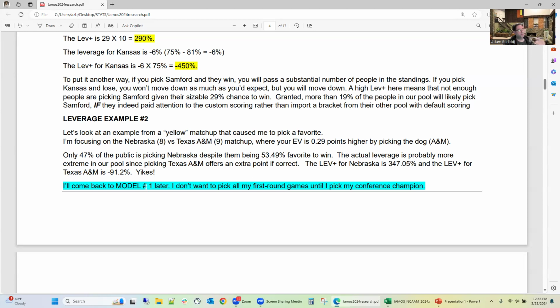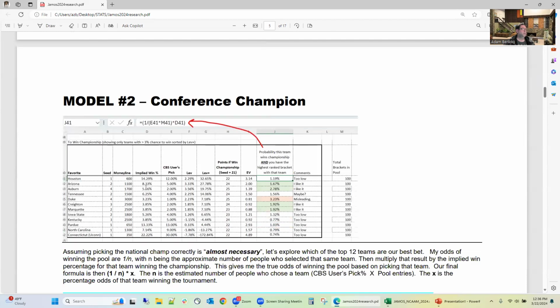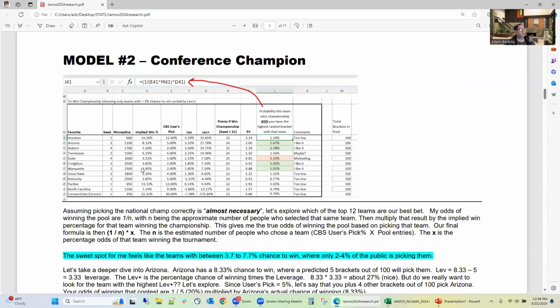Before we go pick our first round games, I'm going to come back to that model later. I don't like to pick my first round games until I know my conference champion, and then I work backwards. So I made a separate model here that takes the Vegas odds. These are the 12 teams most likely to win the championship, and their Vegas money line to win the championship.